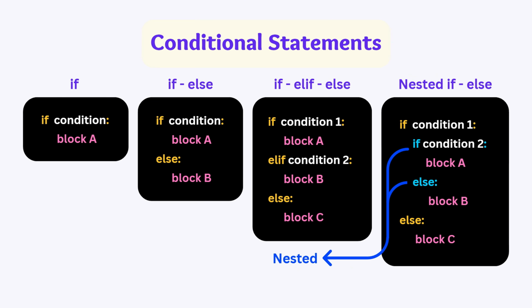Now that we know what each type of conditional statement is, let's look at how they are written in Python. Here is the basic if. We write if followed by the condition, and then the indented block of code to run if it's true. Let's break down the if-else logic to understand how conditional statements work.